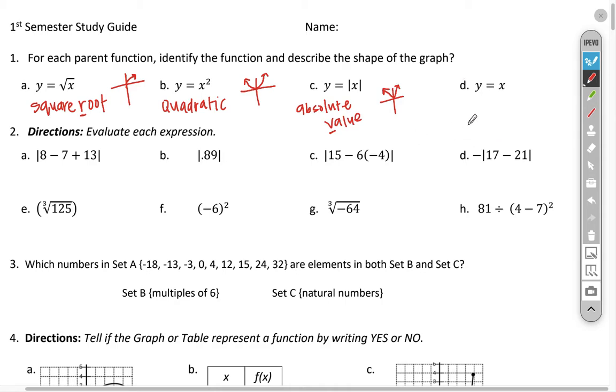And then y equals x. This is the original parent function. This is a linear equation. This is what we compare when we're looking at reflection, vertical shifts, those kind of things. So this is just a line. So linear means we have a line.